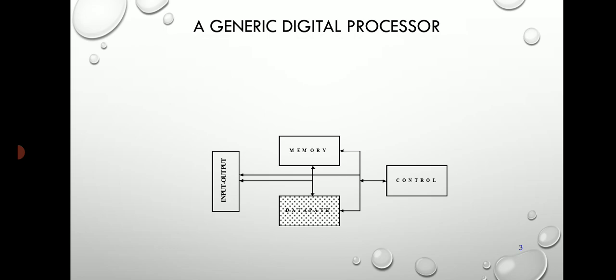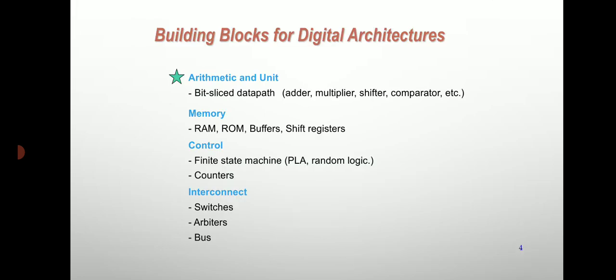So this is the major generic digital processor. Here we have the inputs, memory, control and the output. The major building blocks of the architectures consist of the bit sliced data path, that is adder, multiplier, shifter, comparator, etc. So these adder, multiplier, shifter, comparator are placed in a sliced data path. It first contains adder, next multiplier, next shifter, next comparator, and it also has a memory, that is RAM, ROM and buffers, and also it has shift registers.